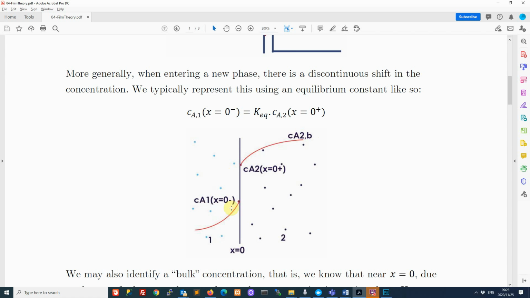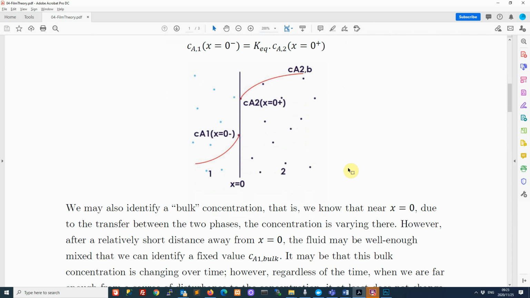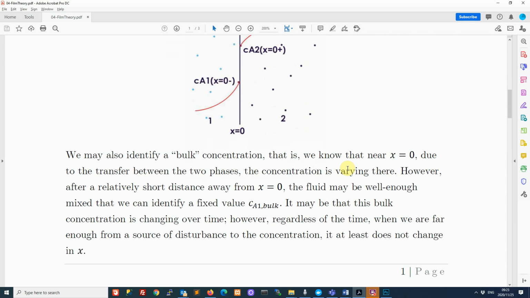And likewise here, we have some gradient, and there's going to be a net mass transfer here. So bulk concentrations and the equilibrium concentration are some of the concepts here. In terms of the notation, you can see I'm also talking about x equals 0 minus, the points immediately to the left of x equals 0, and x equals 0 plus, the points immediately to the right. There's a discontinuity, and that's why we have to be so specific about that. So that's actually what happens.